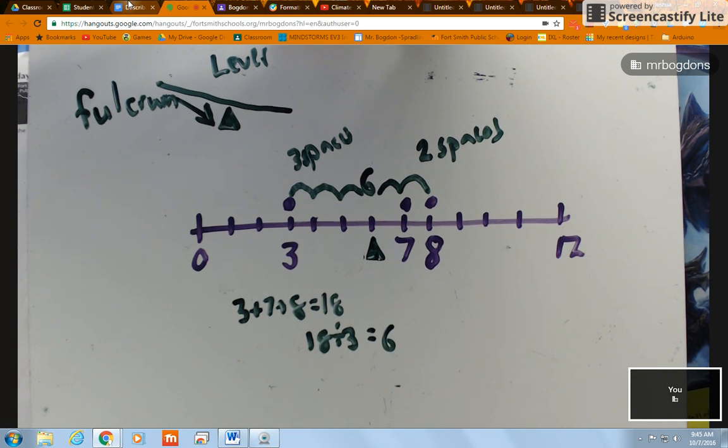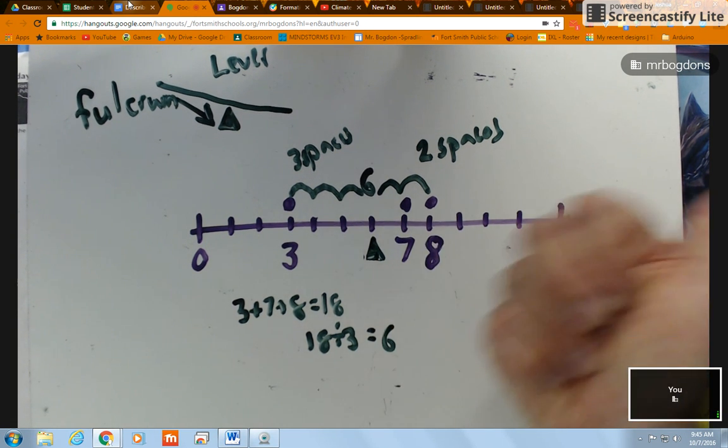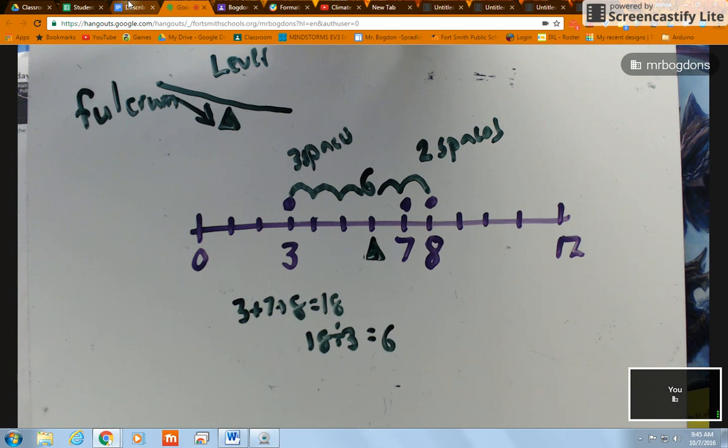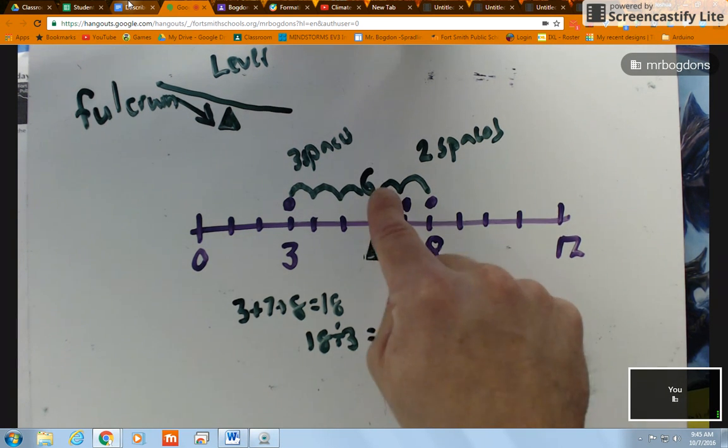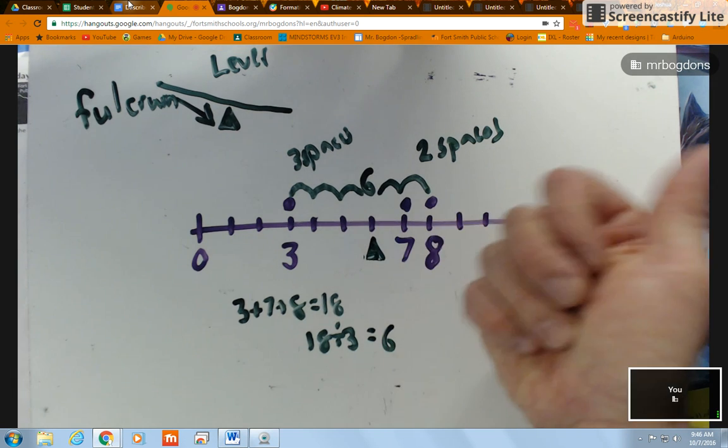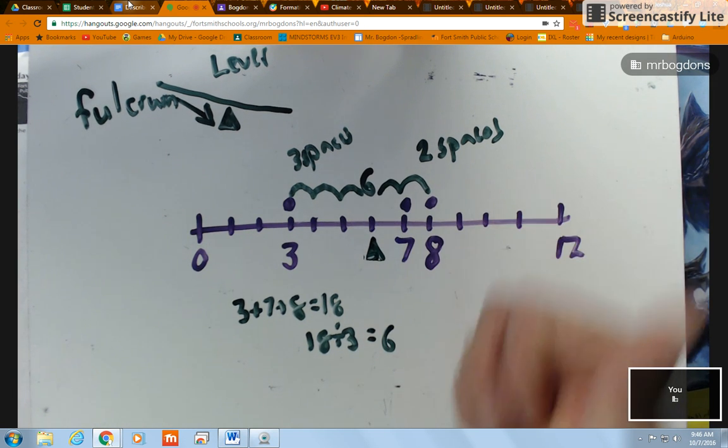Why? Well, yeah, there's less spaces. That's why it's closer, because there are less spaces. But why is it more this way as opposed to exactly in the middle? Crickets. This is the part where you actually think, people. Why is the balance point closer to where most of the data is?